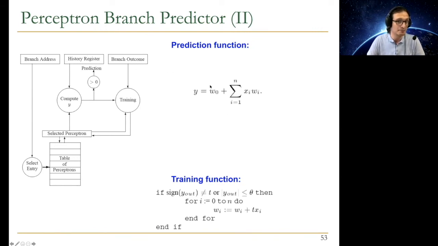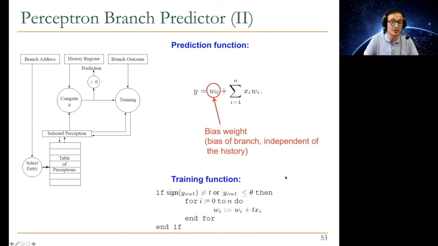After you compute this output, that's the prediction function. And once you have the branch outcome, you train the perceptron, right? And training clearly tries to figure out the correlations based on which outcome the branch took, right? So you can imagine the training is actually very easy to understand, but I'm not going to go into it. But this is a single layer network, as you can see, right?